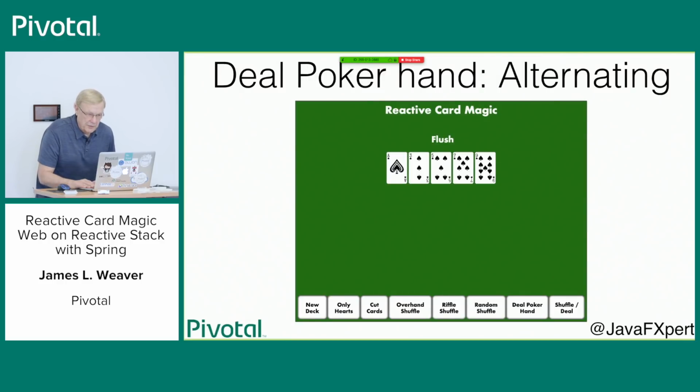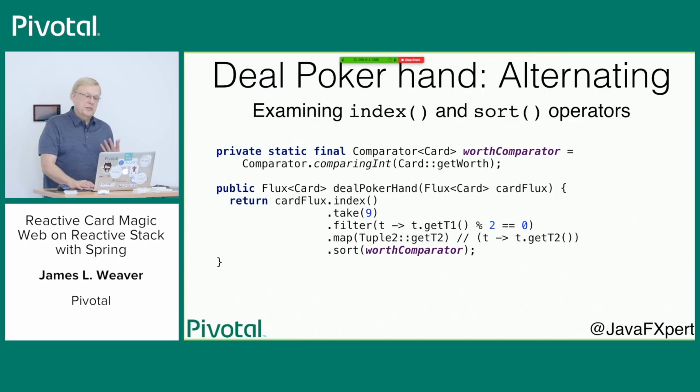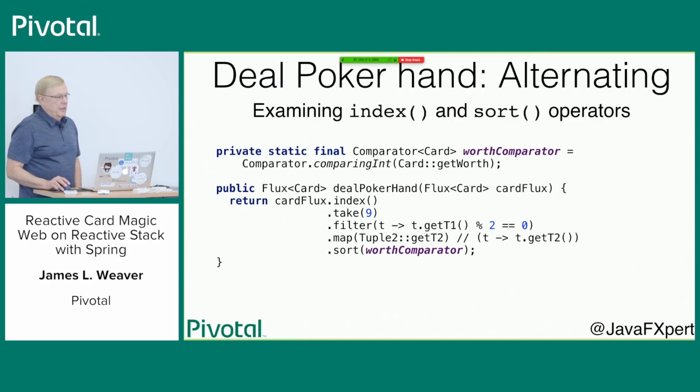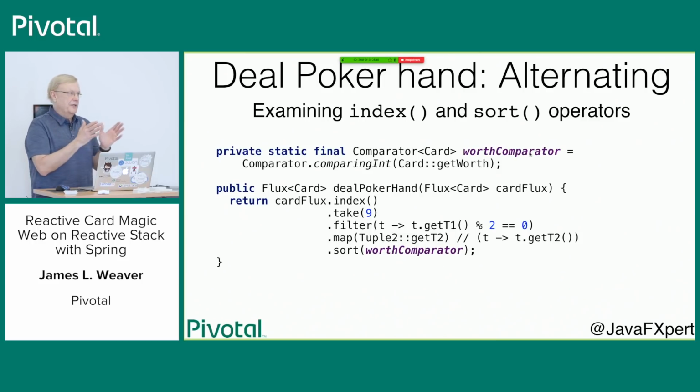And so I'm going to get through one other kind of animation use case here before we start to wrap up. I know we've got about 6 minutes left. So, dealing a poker hand alternating. Remember, we deal one to you, one to me, one to you until you have a hand. I showed you that already. So this is the code for that, where first of all, we have a comparator. We want to be able to sort, once we've given you a hand.